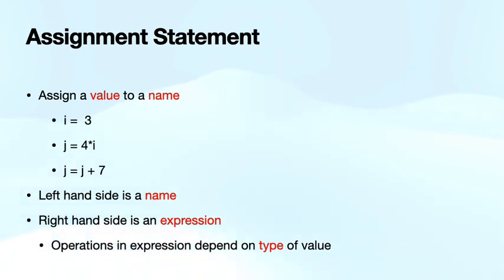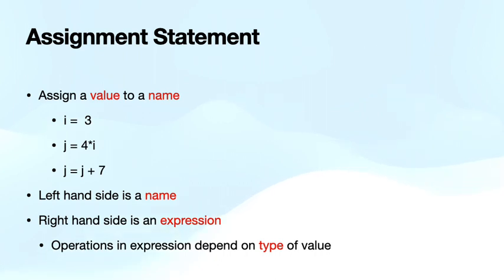So in this expression, the value of i will be substituted for i here. So if i has not already been assigned a value before, Python would not know what to substitute for i, and it would be flagged as an error. So before using a name, we must always assign a value to it. When you use a name on the right hand side as part of an expression, you must make sure that it already has a valid value.